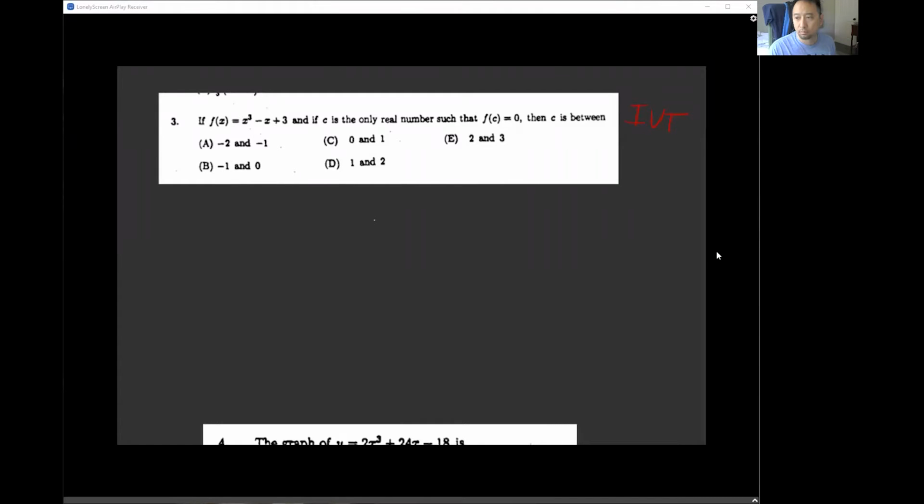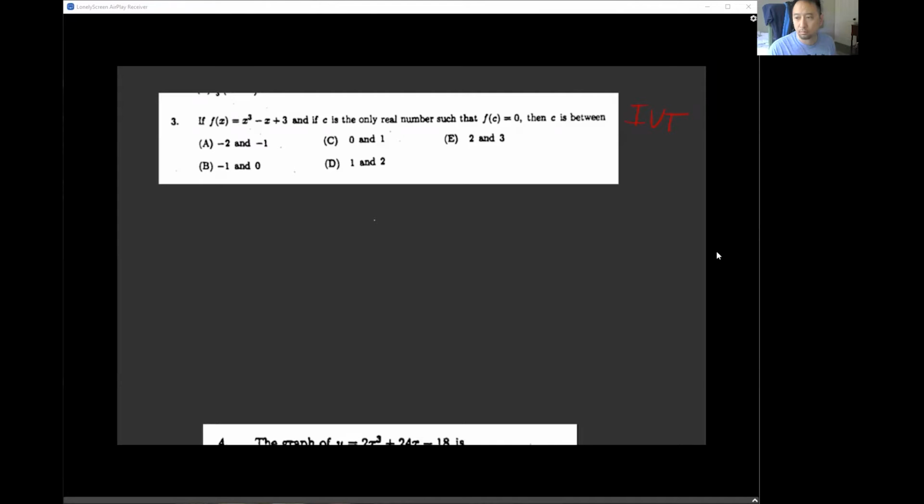All right, so this is number 3 on 5-6. I believe this is 5. Okay, so it says this is a curve, and if c is the only real number such that f of c equals 0, then c is between two values.